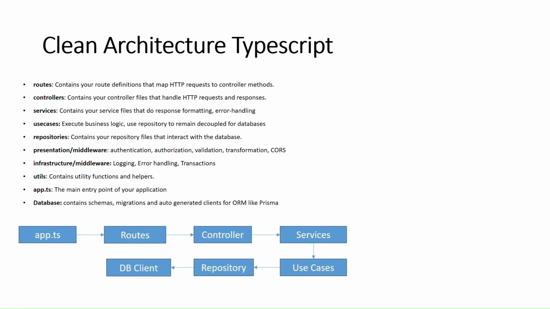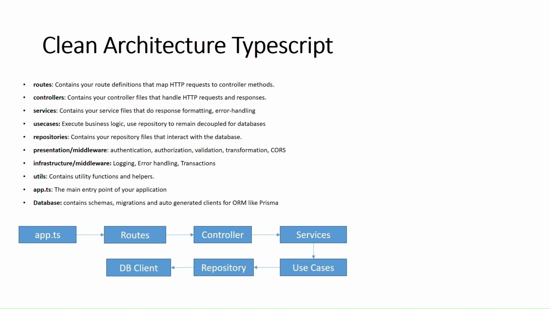Our application.ts will be using routes. The routes folder will be containing all the routes, and routes will be internally using controllers, and controllers will be using services. Services will use use cases, and use cases will use repositories, and repositories will use the generated DB client to do our create, delete, update, read operations. The whole idea behind having so many files is maintainability and dividing the functionality into different files.